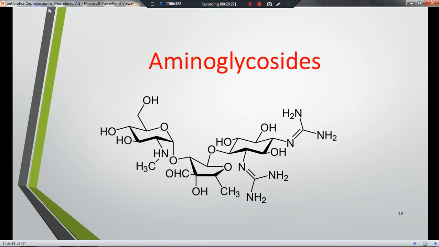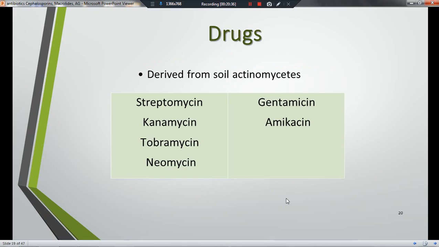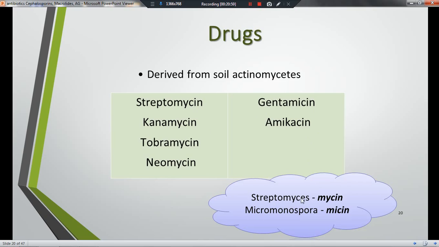So why is it called aminoglycoside? You can see it has amino sugars that are linked by glycosidic linkages. So they are all obtained from soil actinomycetes. Examples are very important: streptomycin, kanamycin, tobramycin, neomycin, gentamicin, amikacin. Why the spelling difference, MYCIN and MICIN? Based on which actinomycetes it is derived from. If it is from Streptomyces, the name ends with MYCIN. If it is derived from Micromonospora, it ends with MICIN.